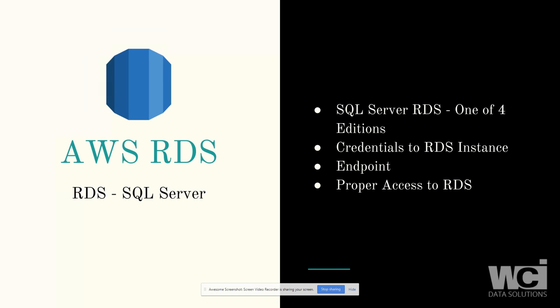We need to validate that we have SQL Server running, and obviously, it can be one of four editions. There's numerous editions available in AWS. We're going to need credentials to the RDS instance, so we need a username and password to actually log in. And we need to have an endpoint so that we can connect to it. And then obviously we need proper access.